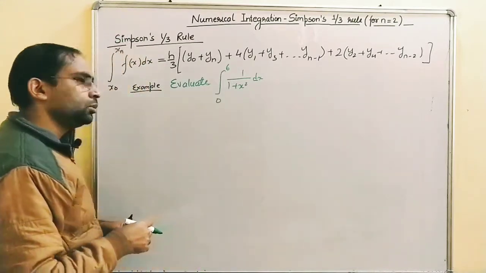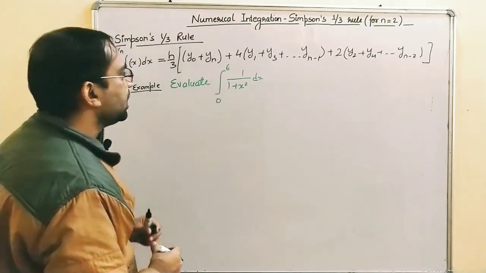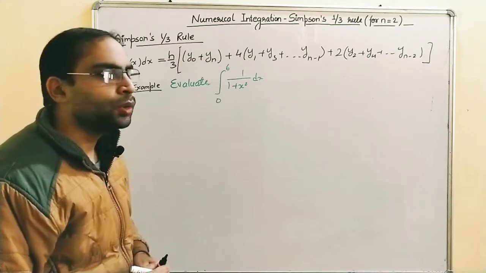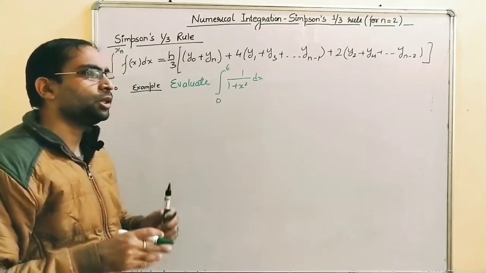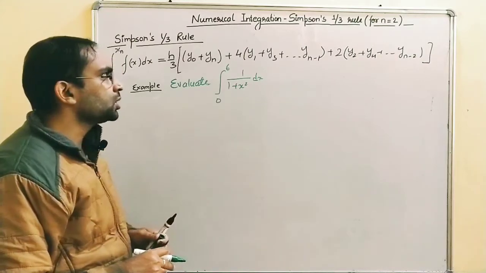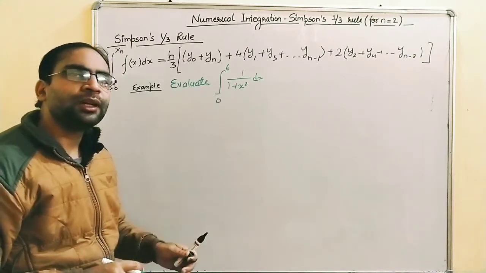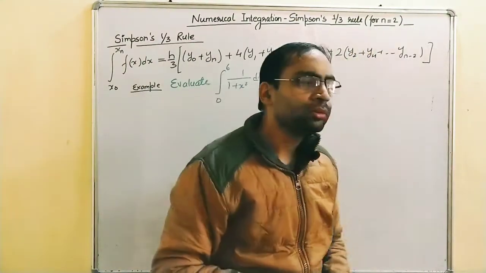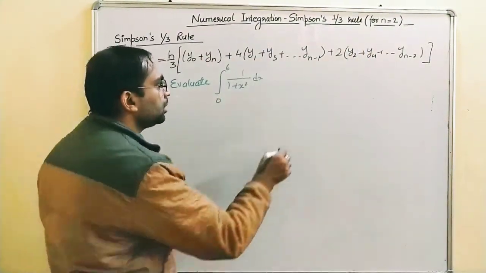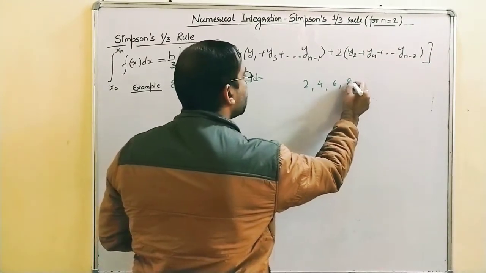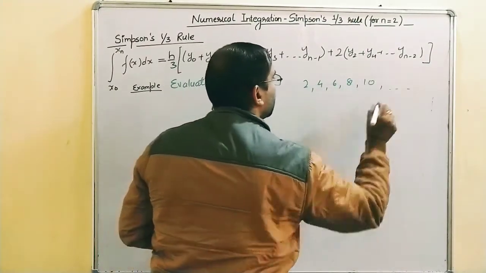Before that, we need to decide how many intervals we will take. Like in trapezoidal, where I told you the number of intervals can be any number, here in Simpson's 1 by 3rd rule, the number of intervals must be a multiple of 2. That means we can make either 2 intervals, 4 intervals, 6 intervals, 8 intervals, 10 intervals and so on.